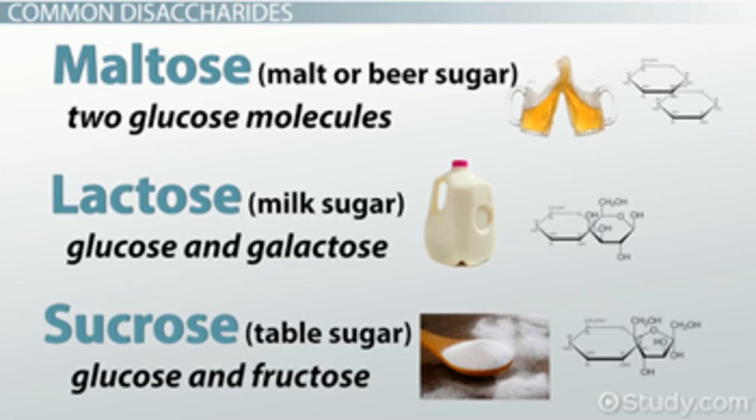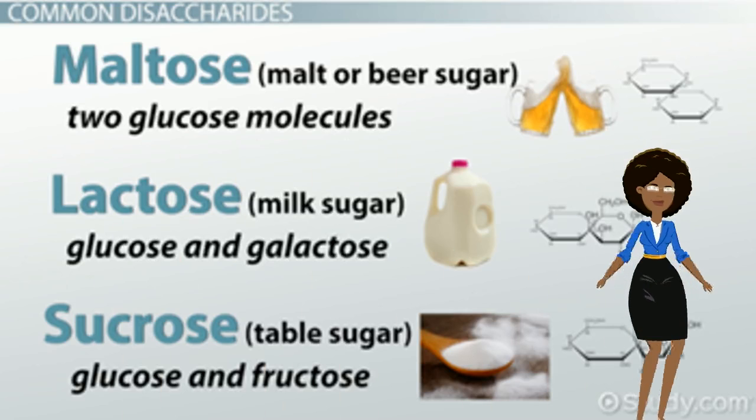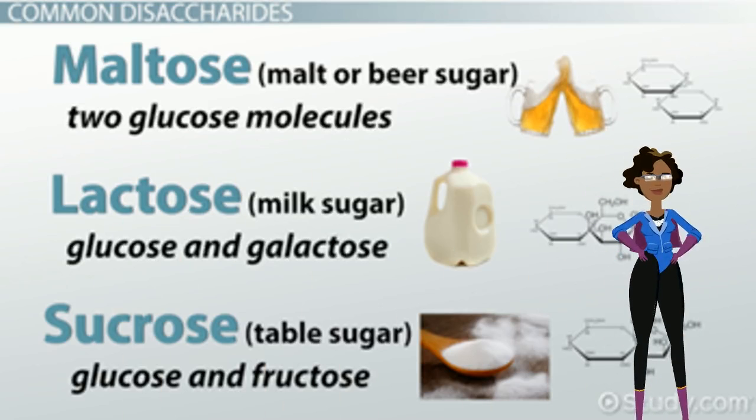Lastly, lactose. It's a sugar found in milk. It's not found in plants, and it helps the body to absorb calcium. It is not as sweet as monosaccharides or other disaccharides.